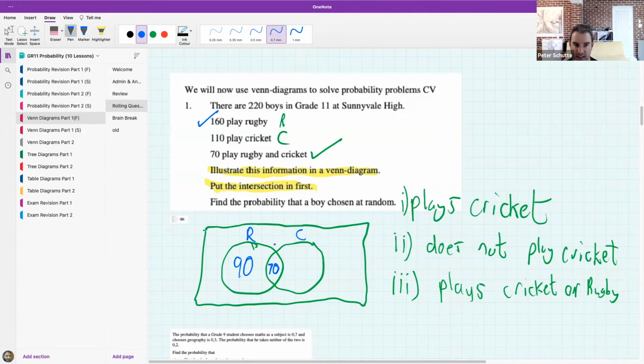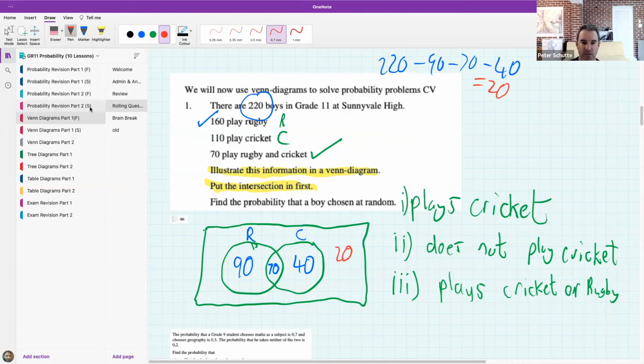And so using Emile's thinking, I think I can do the same for cricket, and I go 110 minus 70, and that would give me 40 here. But I'm still short of this region on the outside. And so in order to get this, what I need to do is go, well, I know what the total is. It's 220. And so I'm going to go 220 minus 90 minus 70 minus 40. And I'm getting, oh, I agree, Letu, I agree. I get 20 here.